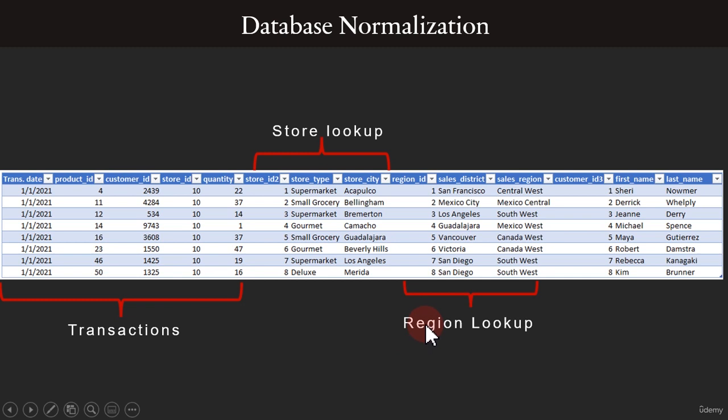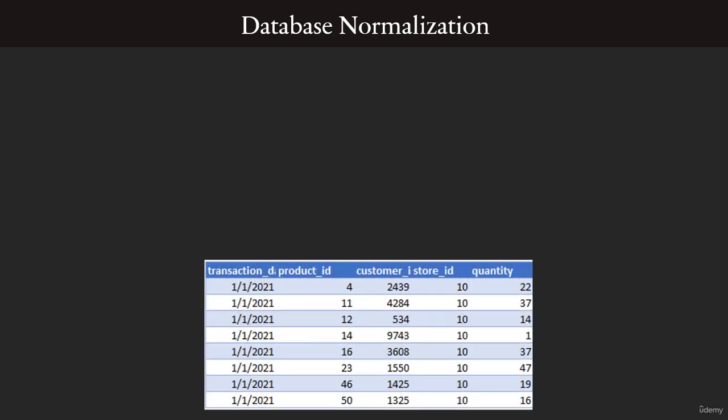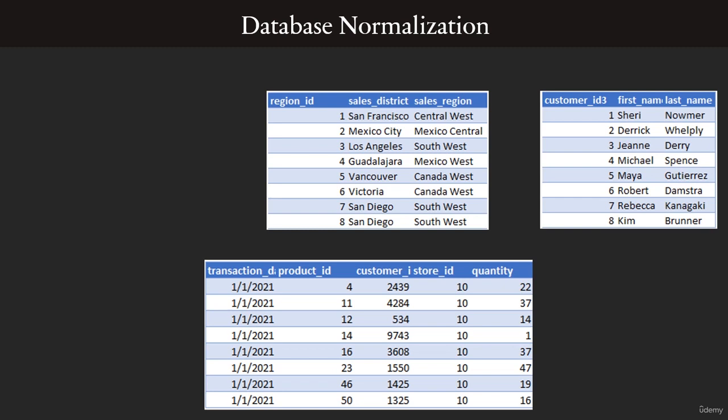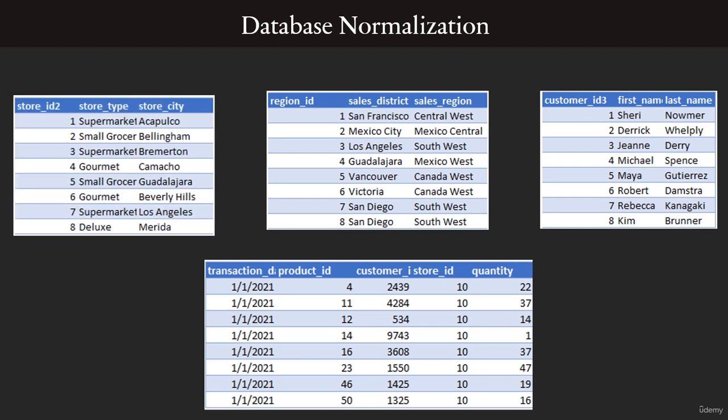And now we go to the region. We can segment the region table on its own. It will now become the lookup table. The fourth one is the customer table, which will look just like this. Now on its own, we have the transactional table right here. The second one is the region table, where we have it as a lookup, the third one is the customer table, and the fourth one is the store table.